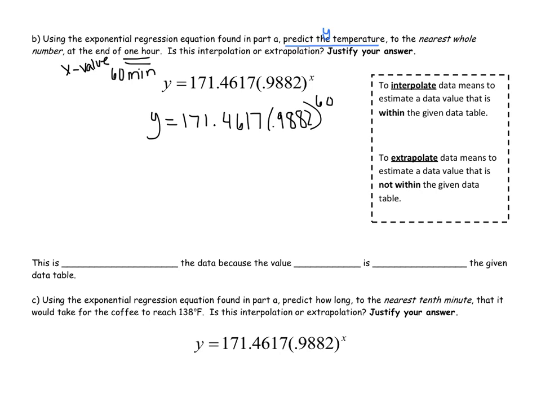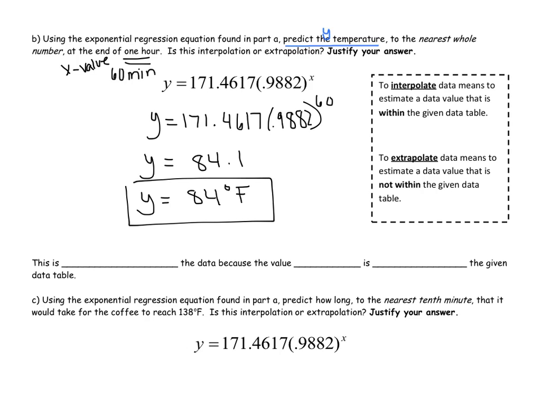Now, in order to answer this question, all you have to do is plug that into the calculator. So pause the video, plug it in, and then resume when finished. Okay, you should get approximately 84.1, and if we round it to the nearest whole number, approximately 84 degrees Fahrenheit. So after an hour, the cup decreases to about 84 degrees.